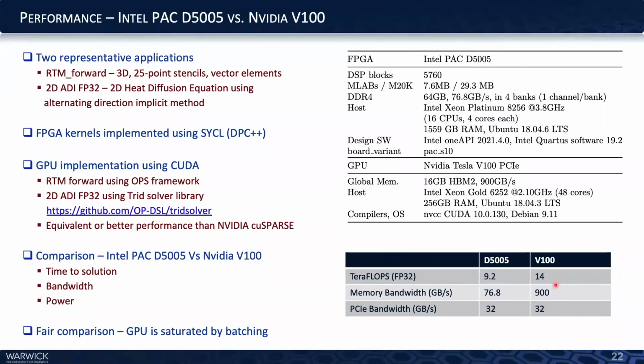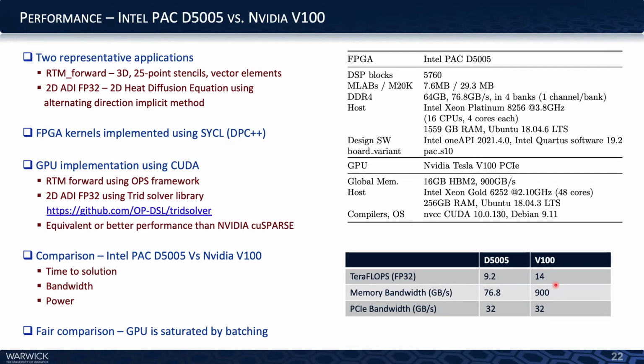We apply the SYCL-based workflow developed for the Intel FPGAs to two representative applications. The first one is RTM forward for the explicit case. It is a 3D 25-point stencil application on vector elements. The other one is a 2D heat diffusion application using the alternating direction implicit method. Both applications use single precision operations.